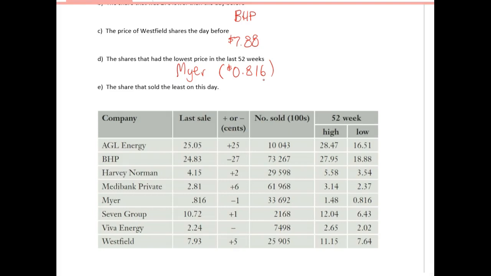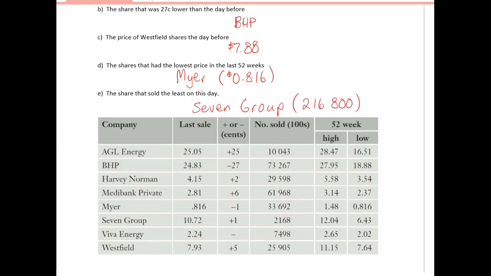And finally, the share that sold the least on this day. Now we're talking about volume, how many shares were sold. So we've got this number here, this is in hundreds. The smallest number in this column is 2,168. Now if that's hundreds, then it's going to be 216,800. Okay, so that's our share table.